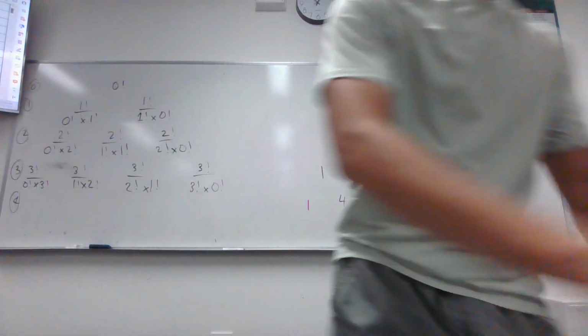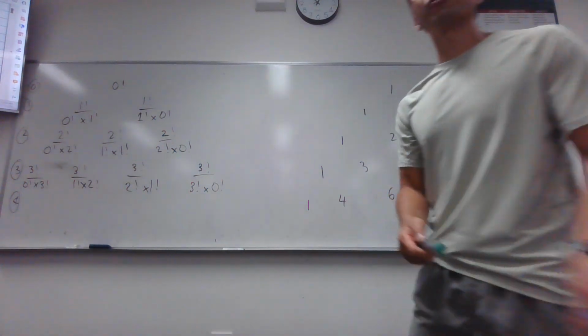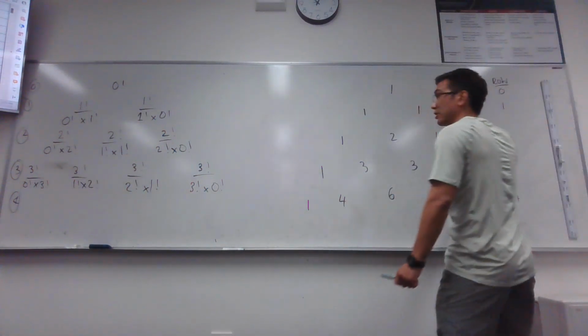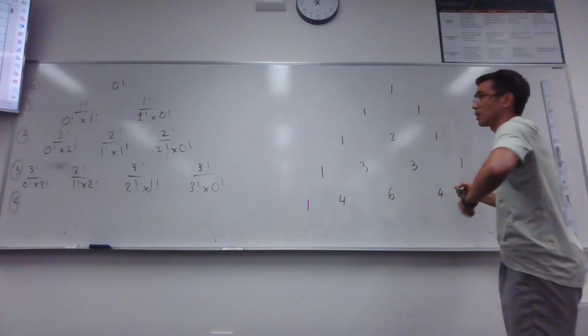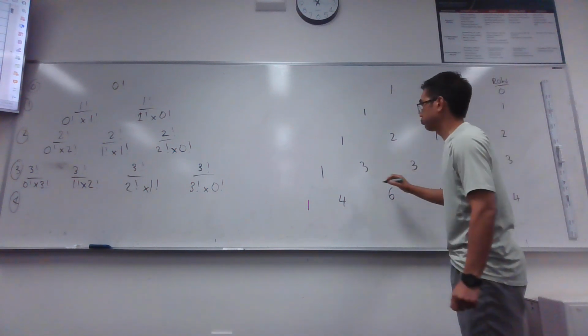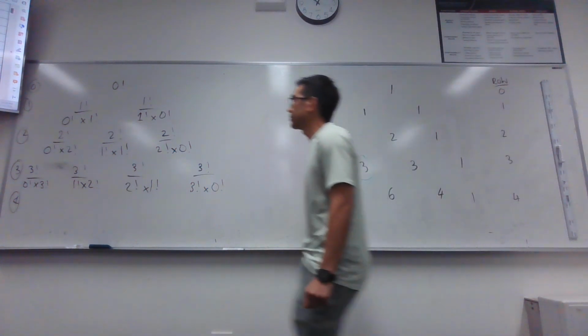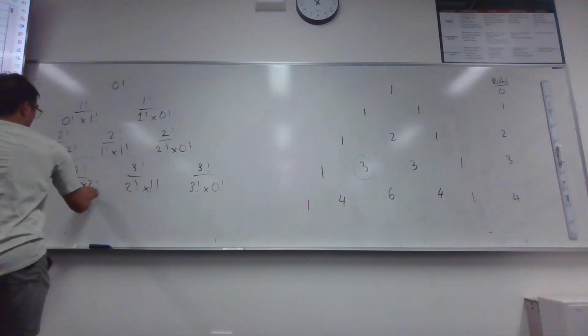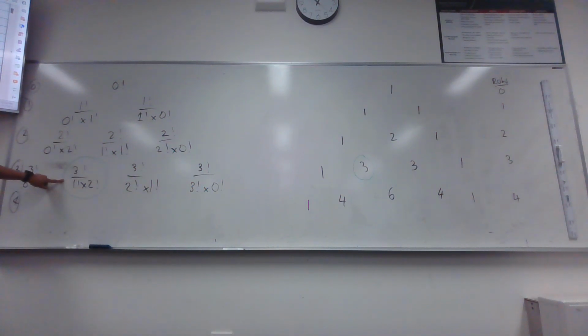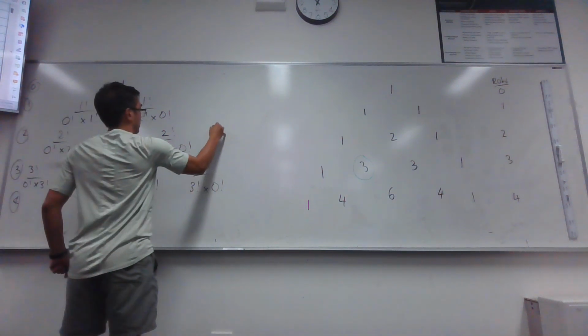Okay, so let's focus on row 3. This is row 3 now. Let's pick on this guy in green. Does this equal 3? Yes, it does. Do you want me to write it out? Does 1 factorial times 2 factorial equal 1?